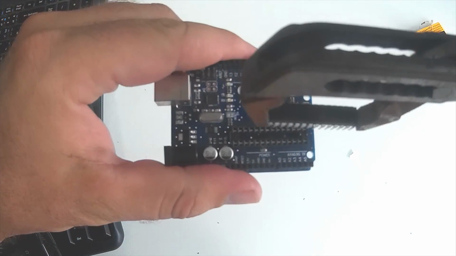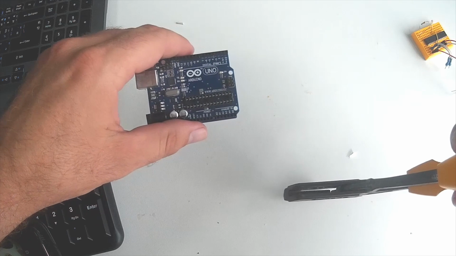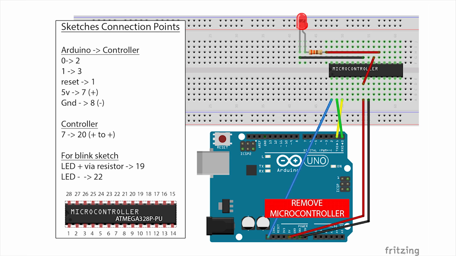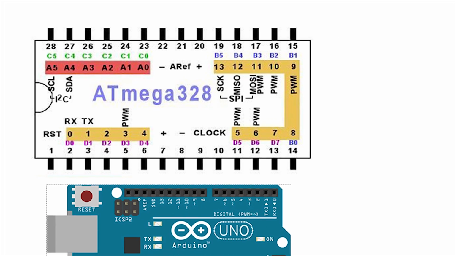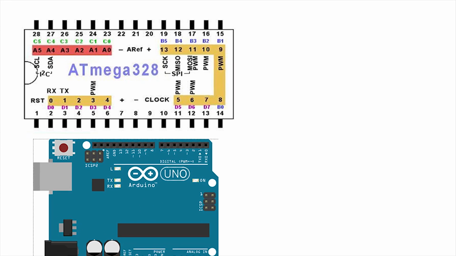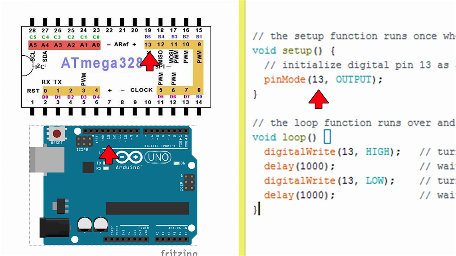To upload the sketch, you have to remove the ATMEGA328 chip from the Arduino board and connect your Arduino to the breadboard as shown in the image. I have connected the LED with resistor on the board to test the blink sketch. I will show you how to use this image so you know what pins represent what. So for example, if you initialize pin 13 in the IDE, it represents pin 13 on the Arduino board or the representing pin on the ATMEGA328 chip. And so on.